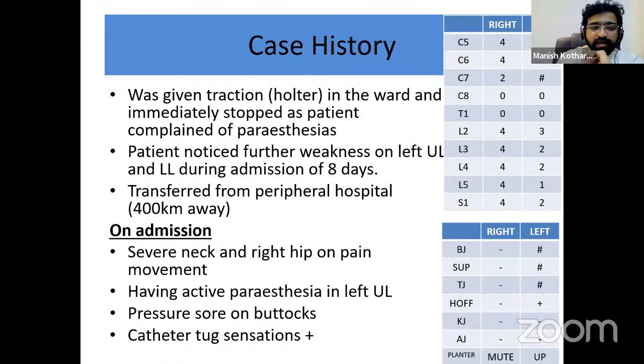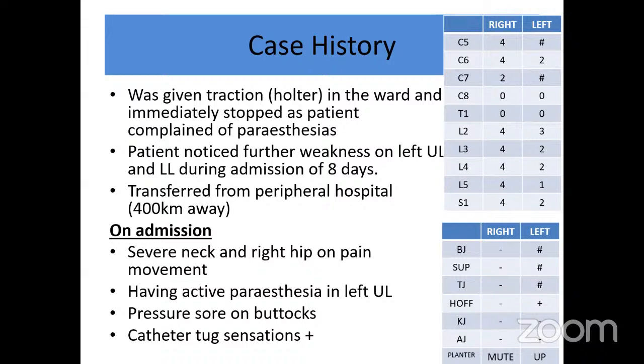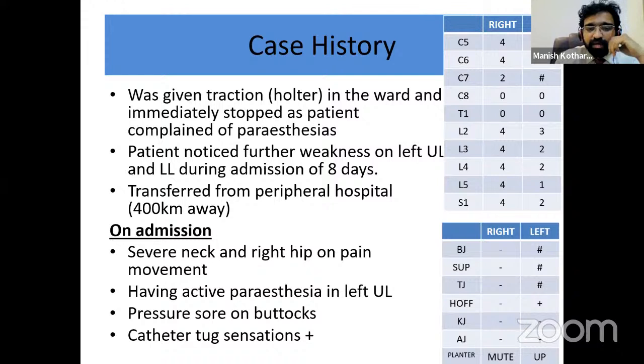When he came to me in casualty, there was severe neck and right hip pain on movement. He had active paresthesias in the left upper limb. He had some grade 2 pressure sores on the buttocks. But the catheter tug sensation, which is like a surrogate marker for whether the bowel and bladder are involved or not, was intact. So you can see the power chart here.